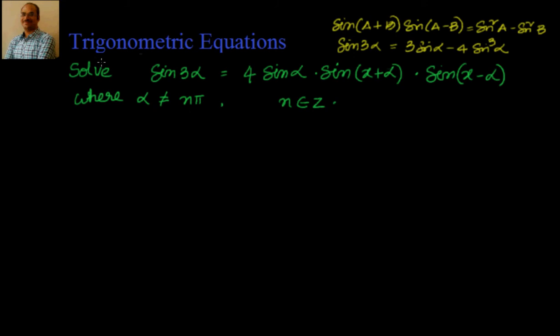So we are solving some problems as part of trigonometric equations, and we are finding out the general solution of the trigonometric equations. We have one trigonometric equation which we will solve together: sin 3 alpha equal to 4 sin alpha into sin of x plus alpha into sin of x minus alpha. We have to find out the general solution of this particular equation. We have to find out what is the value of x.